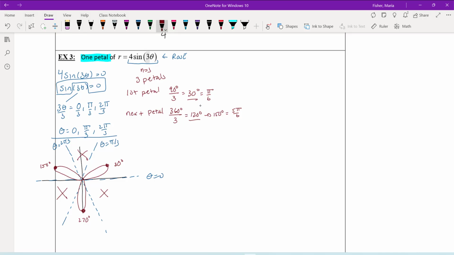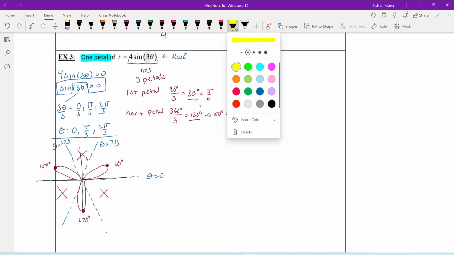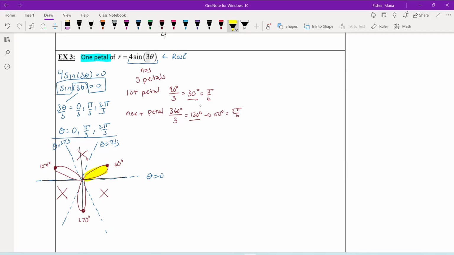Now again, why do I want those tangents at the pole? Because I only want 1 petal, so I want the interior of just one of these guys. Well, I need the limits of integration for that. Well, the tangents at the pole will tell us the limits of integration. It's going to be between 0 and pi over 3 because that's where 1 petal was graphed. So between 0 and pi over 3.